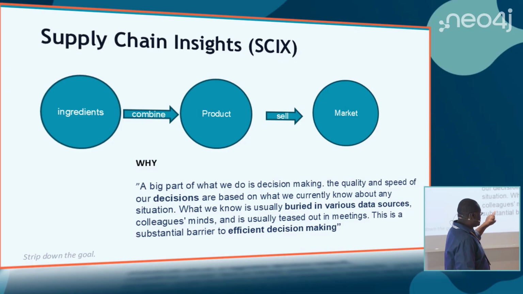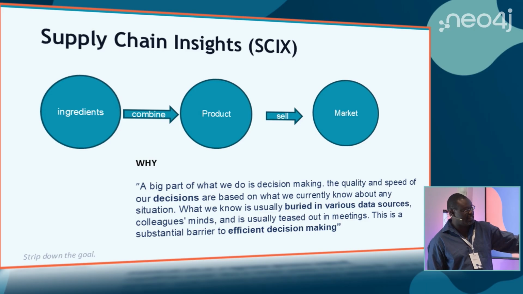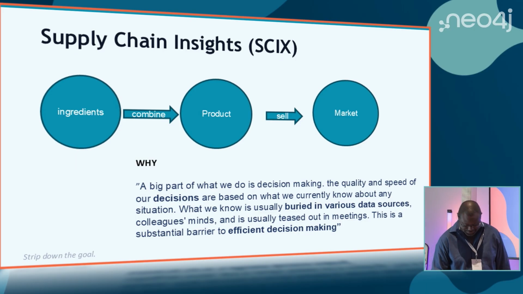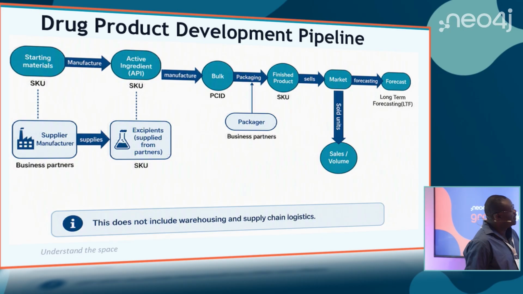We want to be able to make decisions quicker. We want to be able to access all that data and make use of it. It's buried in all these different sources and silos, and sometimes even in colleagues' minds. That's why we have so many meetings, to make all these decisions. So primarily, we want efficient decision making.